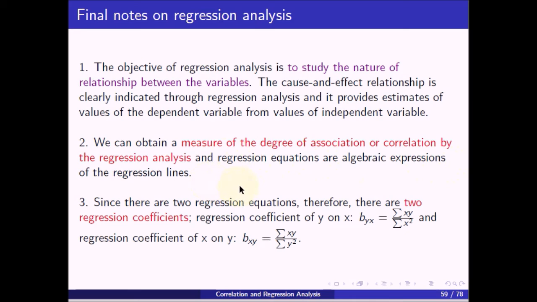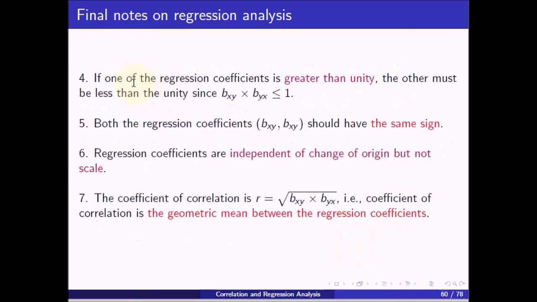Since there are two regression equations, there are two regression coefficients. The regression coefficient of y on x is byx, equal to summation of xy divided by summation of x square, and the regression coefficient of x on y is bxy, equal to summation of xy divided by summation of y square. If one of the regression coefficients is greater than unity, then the other must be less than unity. So bxy times byx should be less than or equal to 1. Both regression coefficients, bxy and byx, should have the same sign.